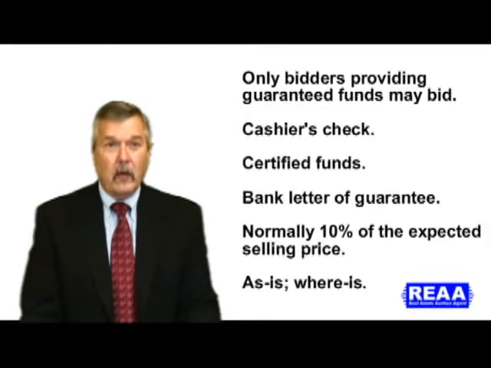Now we're going to talk about auction terms and conditions. This is the greatest part of the selling of property at auction. Only bidders providing guaranteed funds may bid at the auction. It must be in the form of cashier's checks, certified funds, or a bank letter of guarantee. Normally the deposit is 10% of the expected selling price, as determined by the auction company. And it's sold as is, where is, where the seller can say the date and time when they're going to sell it and then what the date of settlement will be.